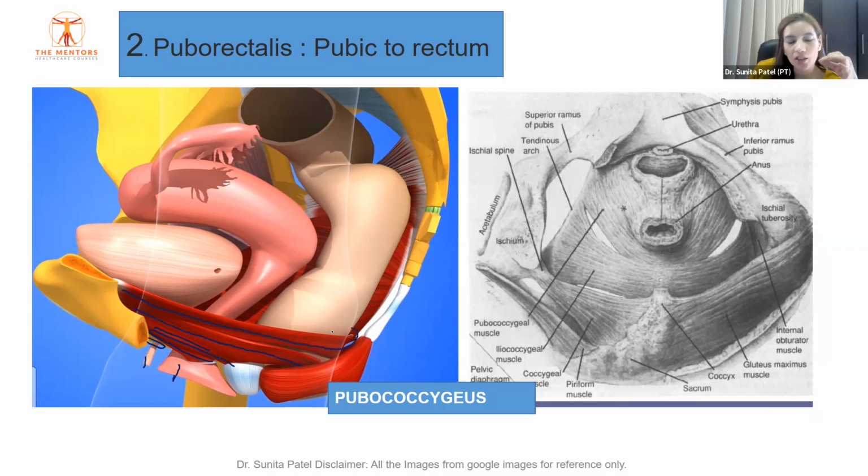And keep pulling the organs towards the action will be like this: contraction towards the pubic symphysis, relaxation towards the tailbone. This kind of action will be there. So this is the pubococcygeus. Now let's talk about the iliococcygeus. Now ilio will come from here.